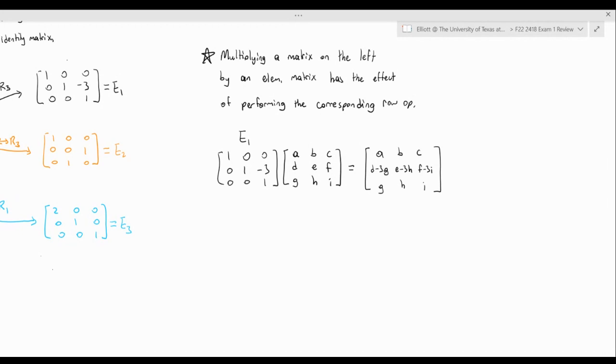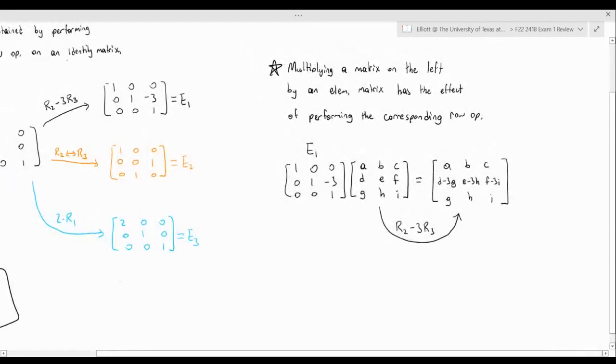So then notice that from the original matrix to the product that we had, you can obtain the product from the original matrix by doing row 2 minus 3 of row 3, right? So row 2 minus 3 of row 3 will leave you with this for the new row 2. And you'll notice that this row operation is the same row operation that we did to get the elementary matrix E1 in the first place, okay?